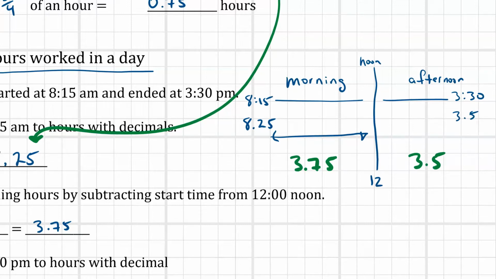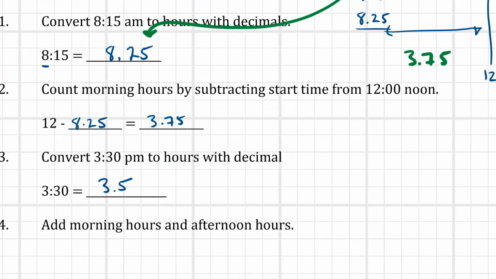So for the morning you do 12 minus the decimal version of when you started. For the afternoon you can just take this and that's how many hours. So we're going to have to add together 3.75 and 3.5. So 3.75 plus 3.5, and we add those together. I think we get 7.25 hours. Cool. All right.